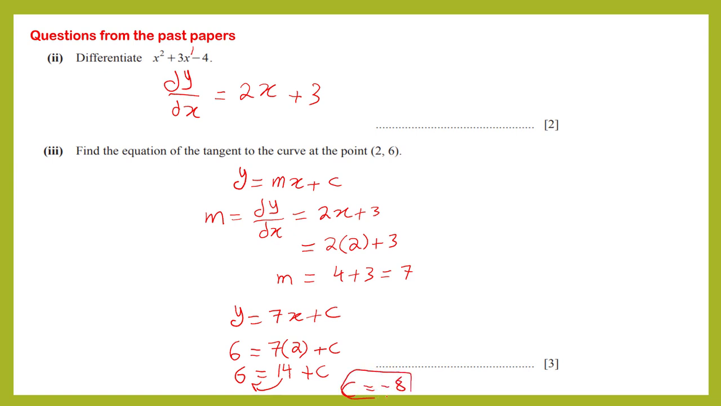Now you have the y-intercept and you have the gradient. So your equation will be at the end y equals 7x minus 8. This is the one which is required. So let's move to see one more question.